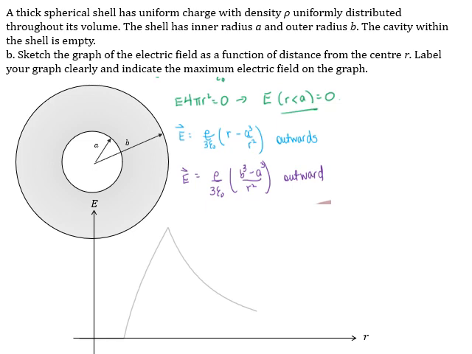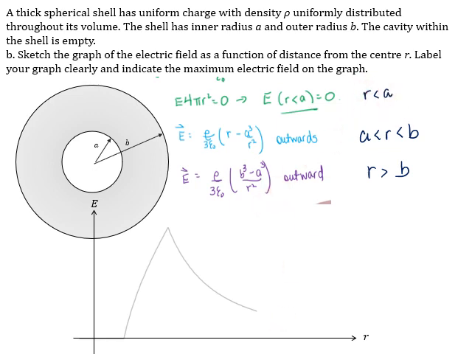So we know the electric field in 3 spots. If r is less than a, the electric field is 0. If r is between a and b, it's rho divided by 3 epsilon naught times r minus a cubed over r squared. And if r is bigger than b, we know that the electric field is rho over 3 epsilon naught b cubed minus a cubed divided by r squared. Where the electric field is non-zero, it points outwards.